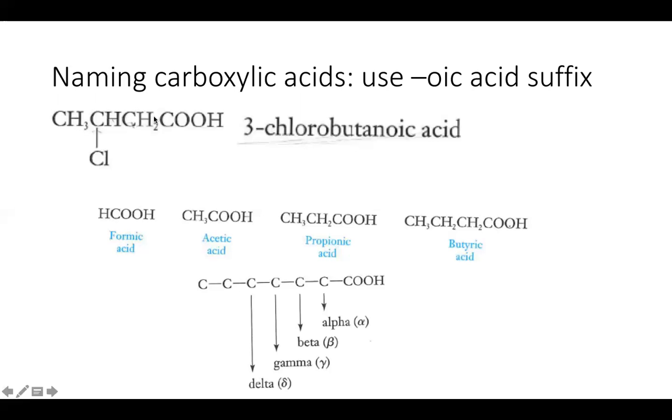So that's 4 carbons. That would be butane. It has this carboxylic acid group. So we change the e to oic acid, butanoic acid. But then if we count over, again, the carboxylic acid functional group is going to be at carbon 1, carbon 2, carbon 3. So at carbon 3, we have this chlorine. So this becomes 3-chlorobutanoic acid.